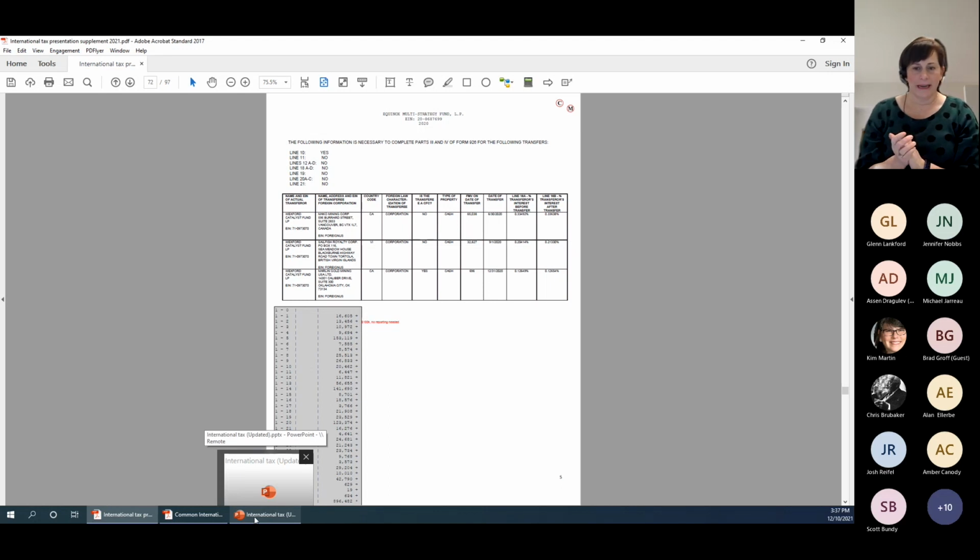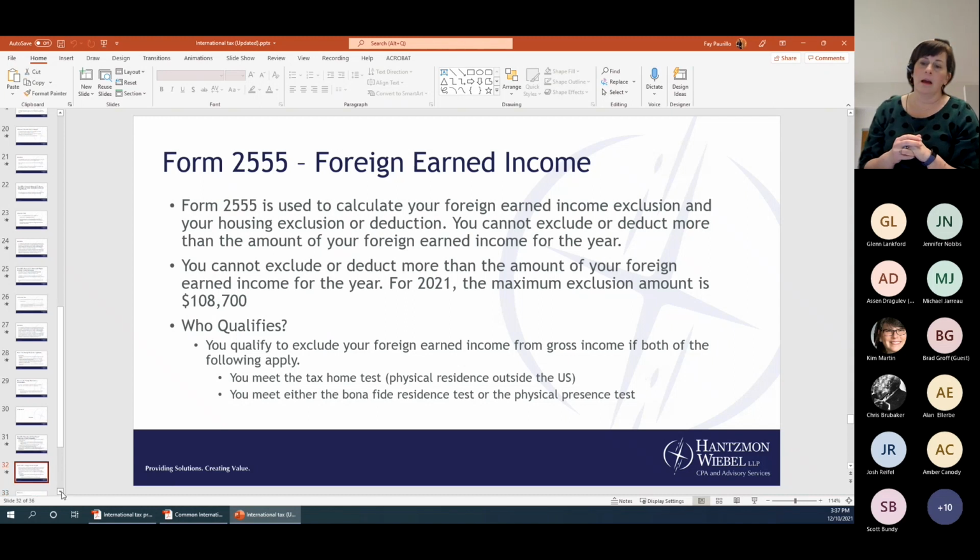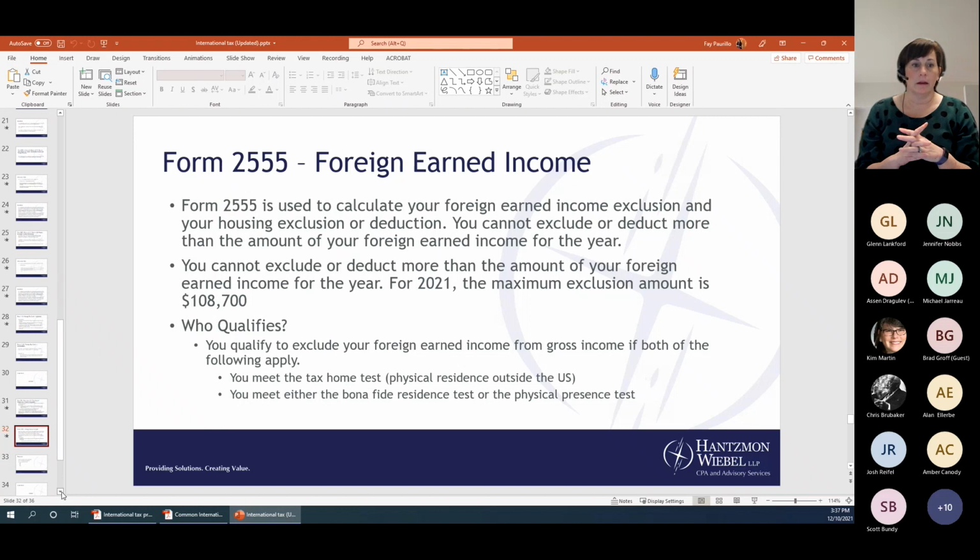And the last form I'm going to talk about today is the 2555, which is the foreign earned income exclusion. So if a taxpayer is working overseas and meets both the tax home test and either the bona fide residence test or the physical presence test, they can exclude foreign earned income up to $108,700 for 2021, and that exclusion amount is adjusted annually. And when getting information from a client as far as determining if they've met the tests appropriately, be sure to ask them about travel that they've done away from their host country and how long they have been in the U.S. for vacations, that type of thing, to be sure that they qualify for this exclusion.